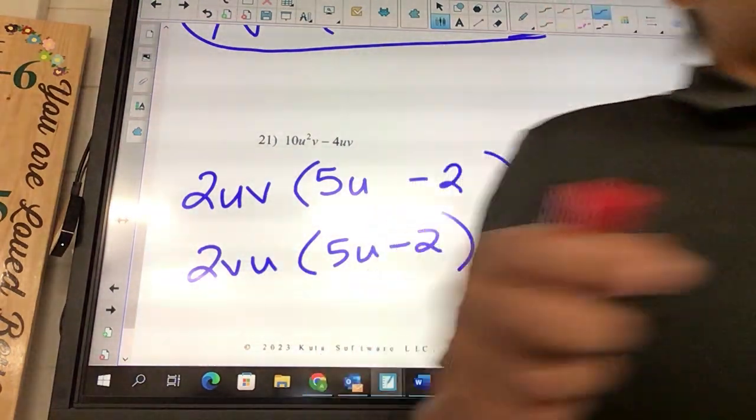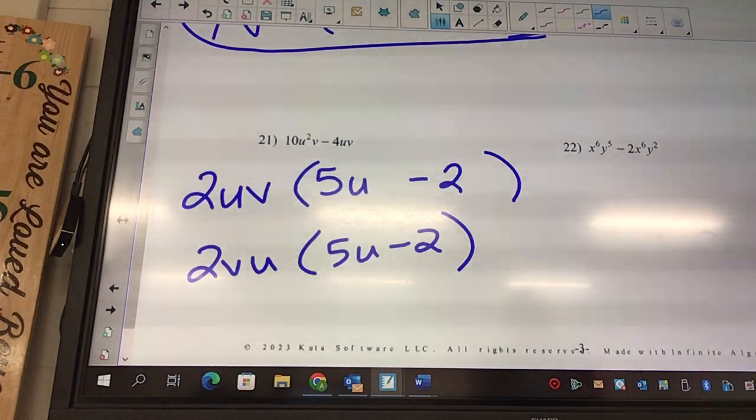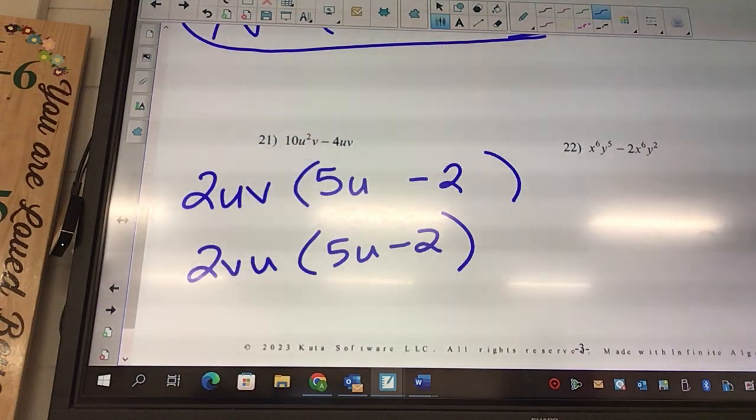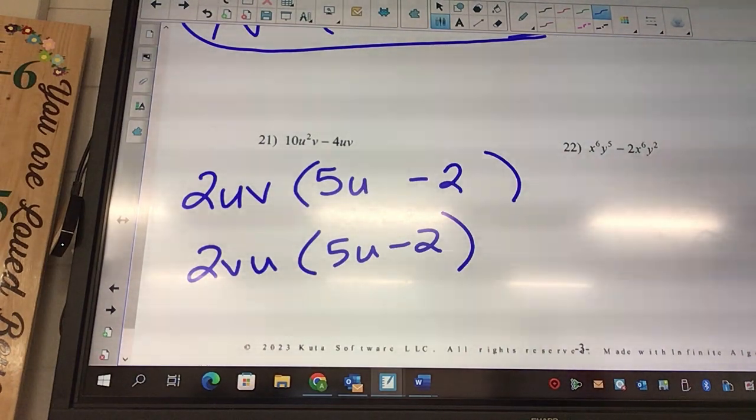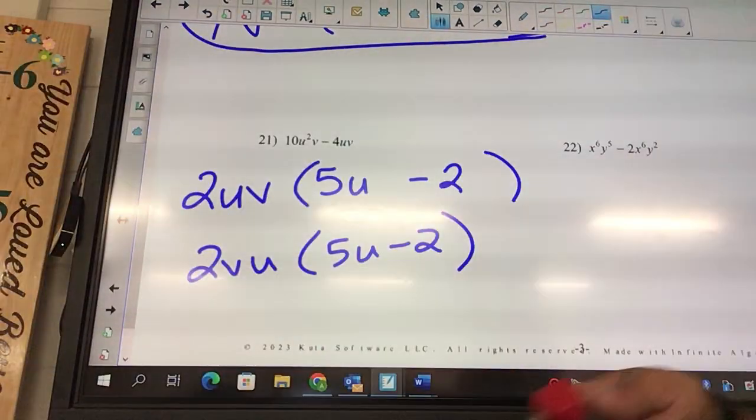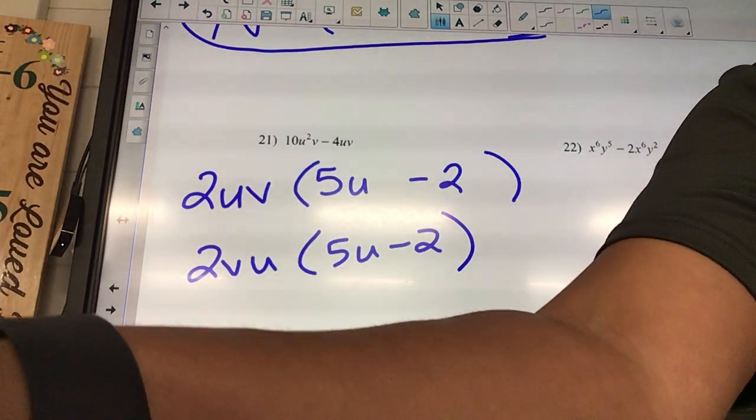Okay, the very back page, 23 through 26, you guys are going to cross out. You have 11 to do. Go through and get them done, and then put it in the box back there.